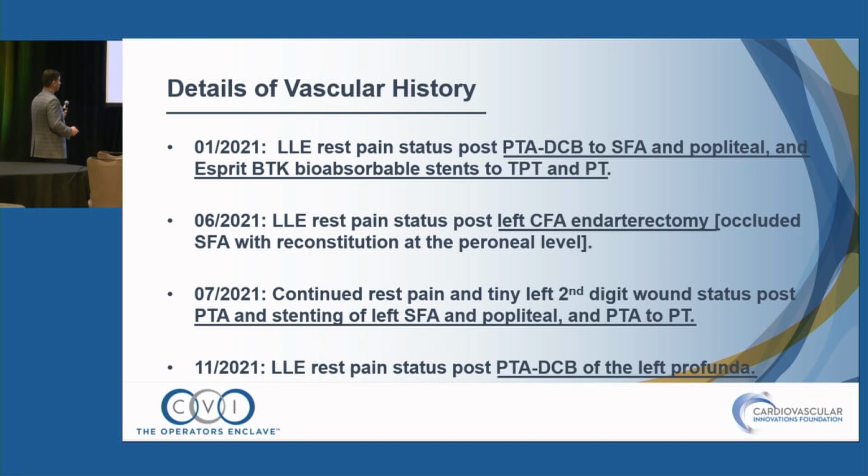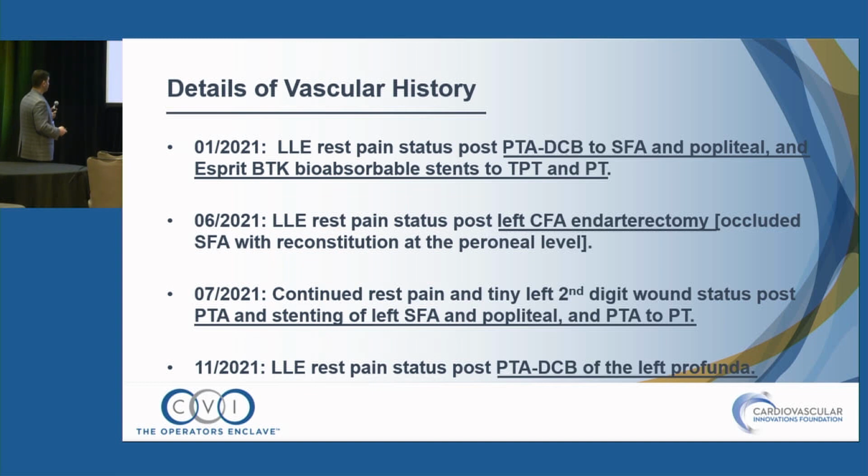This is a list of her interventions in 2021 from January to November. She has been a mutual patient between interventional cardiology and vascular surgery. As you can see, in January she had rest pain and underwent PTA-DCB to the SFA and popliteal. She also had below the knee angioplasty with a bioabsorbable stent for outflow because she didn't have an outflow. In June, she came back with rest pain, and at that time we referred her for CFA endarterectomy. She came back a month later, still with rest pain, and now she had tiny second digit toe gangrene, and she underwent stenting of the SFA and popliteal and again PTA to the PT.